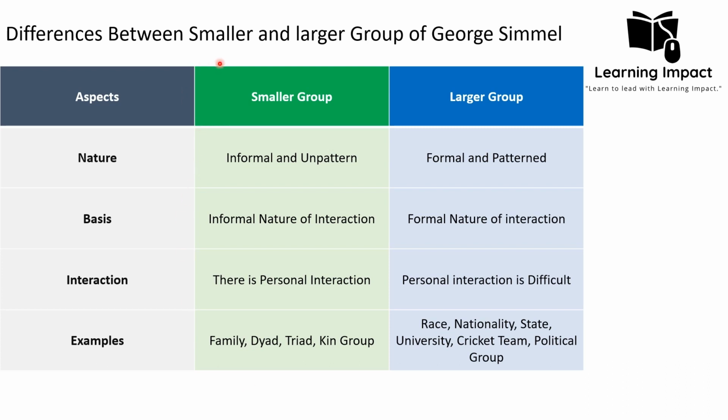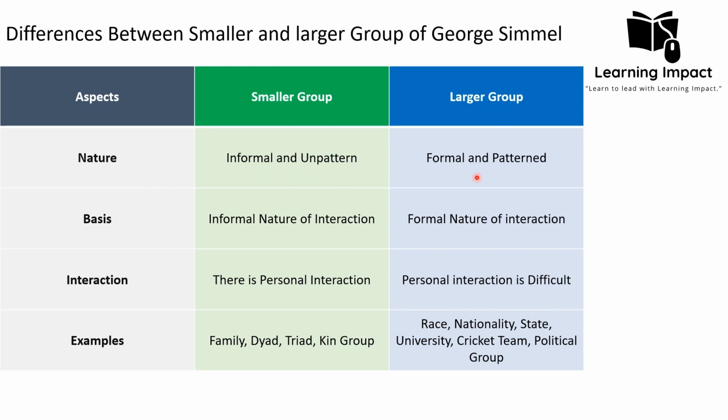Well, the difference between the smaller and the larger group as proposed by George Simmel. Smaller group and larger group differ from each other in different aspects. For example, if we take nature, the smaller group is considered informal and unpatterned because they do not follow any rules and regulations that are documented. For example, if we take the family, the interaction is more casual and informal, and does not follow any officially documented or formal rules. So that's why it is considered more casual or informal and also unpatterned.